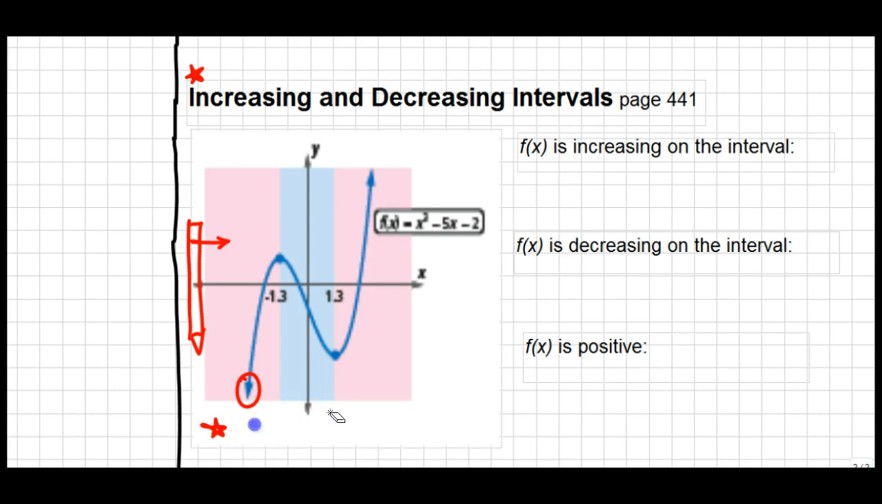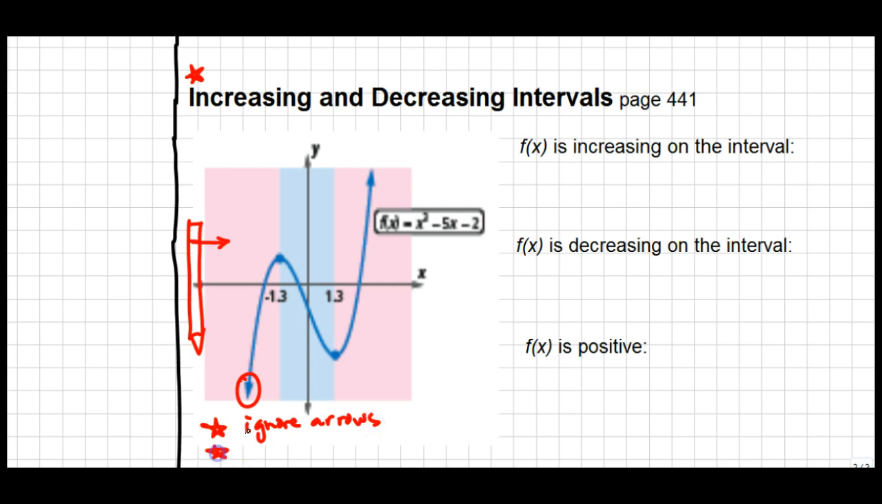So I should have said ignore arrows, because the arrows can be misleading. Also, always read the graph from left to right. If you can keep those two things in mind, you'll be much more successful when it comes to intervals. So take your pencil and start dragging it slowly across your paper vertically, or across the screen.